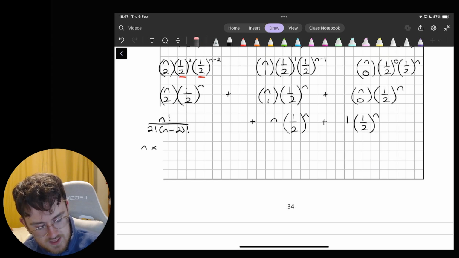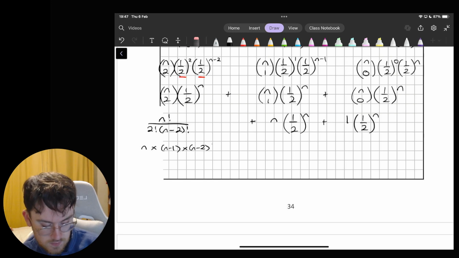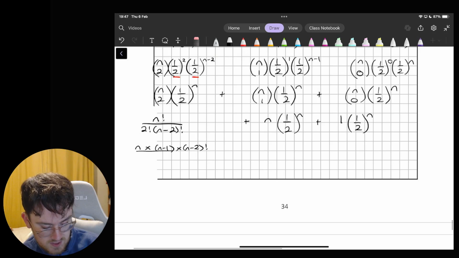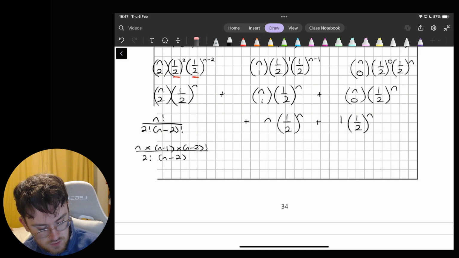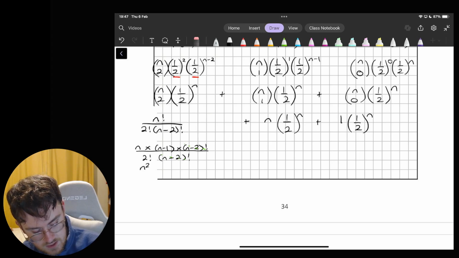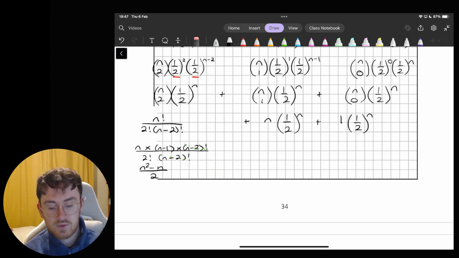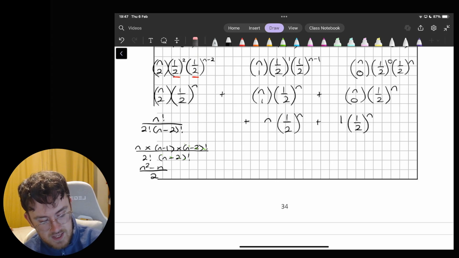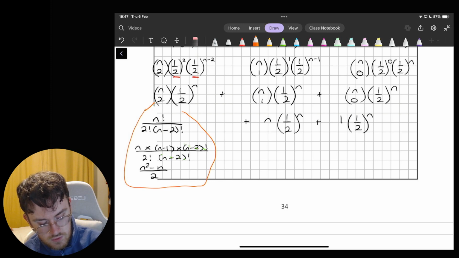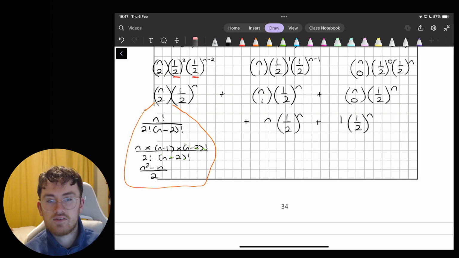We can do a little bit of work with this one. N factorial is n times n minus 1 times n minus 2 times n minus 3, which I can write as n minus 1 times n times n minus 2 factorial. 2 factorial and n minus 2 factorial on the bottom. I can then cancel the n minus 2 factorial to get n squared minus n over 2 factorial, which is just 2. Okay, this is my n choose 2 here, having been rewritten.